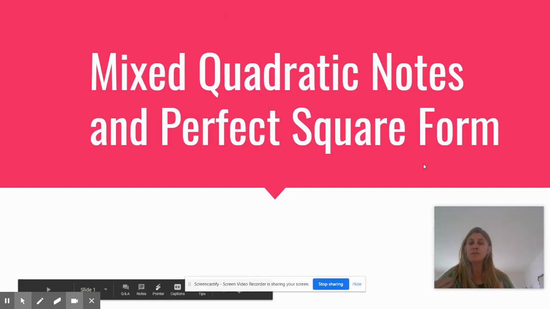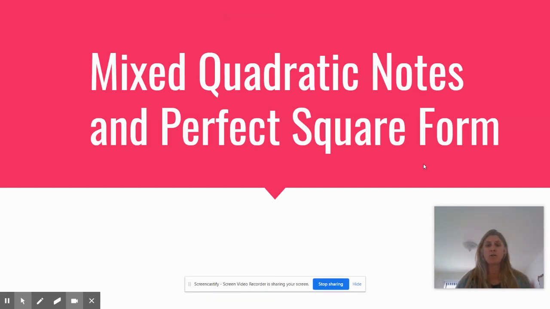Today we're going to do some summarization. We've been doing so much work on quadratics, and now we're going to talk about how to tell which technique to use in order to solve and find the roots in order to graph a parabola. So we're going to look for that easiest technique.